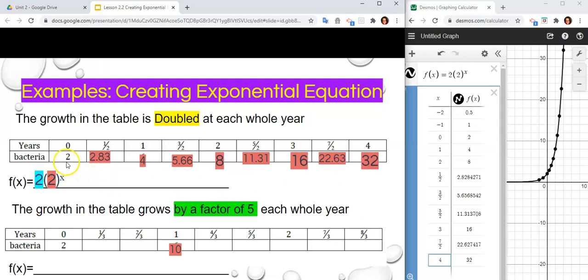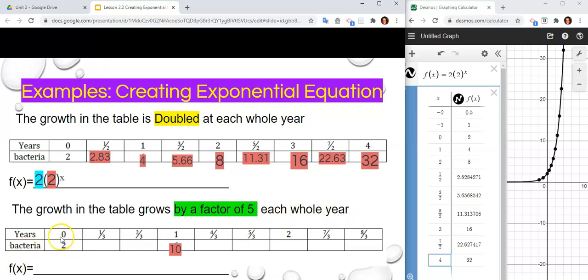And so as you can see, the number of bacteria are growing. So automatically, I know that this is probably exponential growth, because every year all this bacteria is becoming more and more. All right, so let's look at the second one. It says the growth in the table grows by a factor of 5 each year.